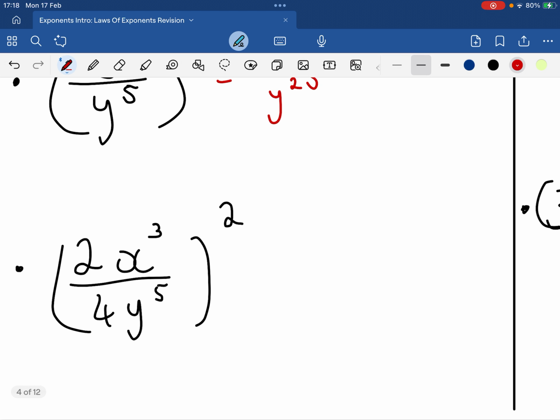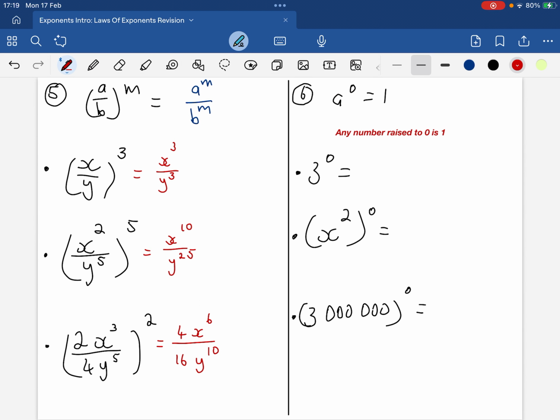In this question, well, 2 squared, that's 4. X to the 3 raised to the 2, that's x to the 6. We must raise it down to the denominator as well. 4 squared, that's 16. Y to the 5 raised to the 2, that's y to the 10.